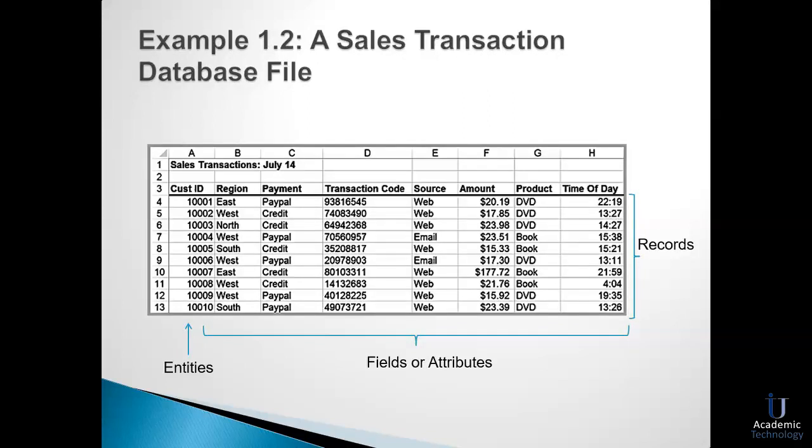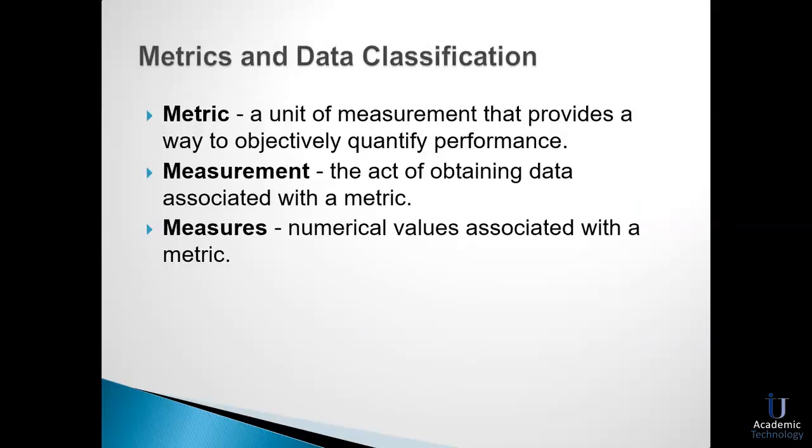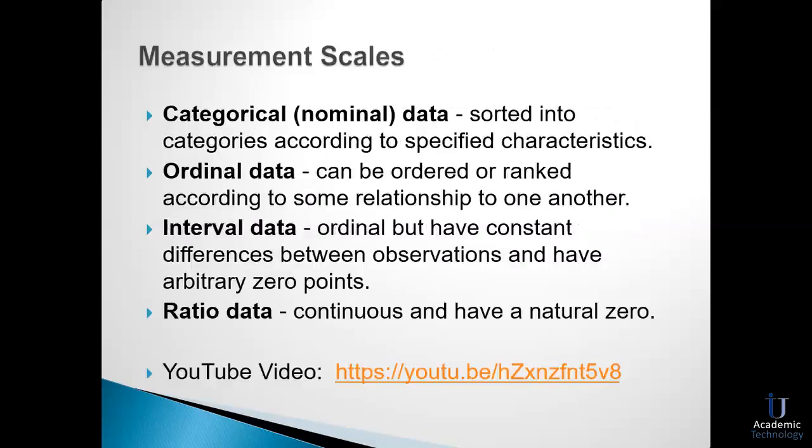Example 1.2 in the textbook gives you an example of a sales transaction database and shows you the different records and fields and attributes associated with that particular example of a database file. It goes on to talk about metrics and data classification, a metric being a unit of measure that we use to objectively quantify performance. Measurement is the act of obtaining that data with the metric, and measures are the values or the numerical values associated with the metric.